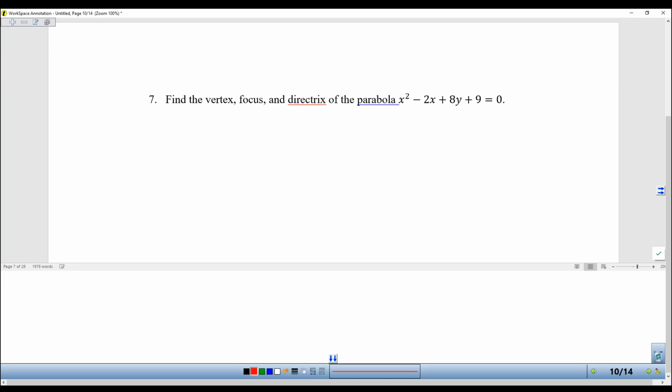Find the focus, directrix, and vertex of the parabola x squared minus 2x plus 8y plus 9. All right, you guys ready? This is where it gets hard. This is nothing like what we need.